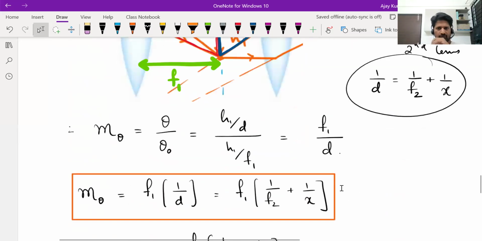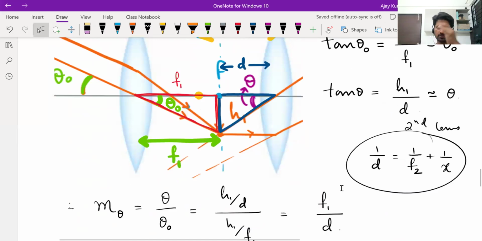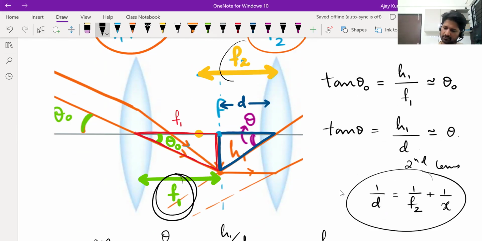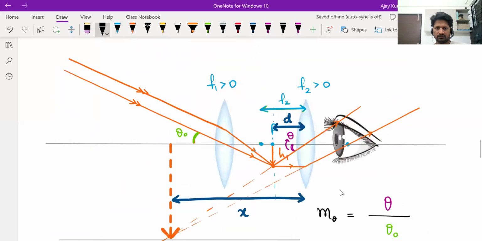Fine. So for normal adjustment, if you want the final image to form at infinity, small d should become equal to f2. Now the first image is forming at f1 and small d becomes equal to f2, then the total distance between the lenses will be f1 plus f2. Okay, let's draw the ray diagram in that case also.